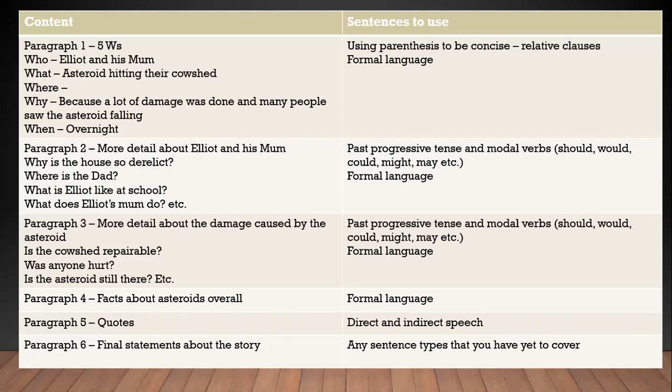So paragraph 1, that needs to be the 5 W's. The who, what, where, why, and when, I've kind of put in for you. I've left the where blank because it doesn't really matter where in the country you decide to set it. Obviously, the where is Elliot and Mum's house and sort of lands and the cowshed. But where you decide that is up to you.